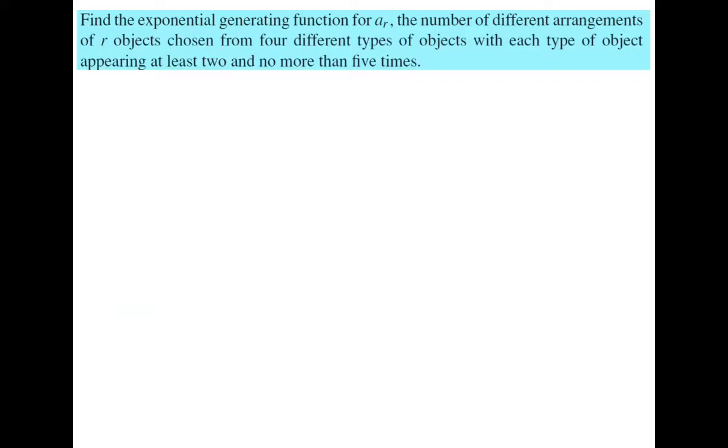Now let's do some exercises. Find the exponential generating function for the number of arrangements of r objects chosen from 4 different types of objects, where each object appears at least twice and at most 5 times. So it means ei is at least 2 and at most 5, so 2, 3, 4, 5. Therefore we will get x squared by 2 factorial, x cubed by 3 factorial, x to the 4 by 4 factorial, x to the 5 by 5 factorial. And since there are 4 different types of objects, 4 different boxes are there, therefore raised to the power 4.